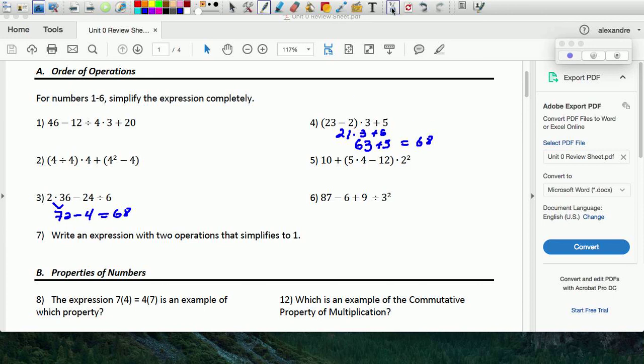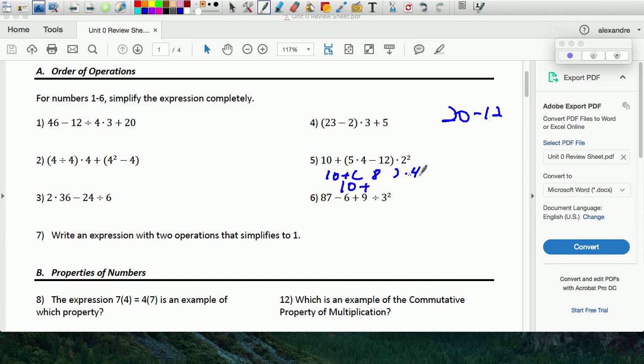Number 5. I'm going to take care of the parentheses, 10 plus, and inside the parentheses, let's see if we can do it all at once. 5 times 4 is 20. And then from 20, I'm going to subtract 12, right? 20 minus 12 is 8. Times 2 to the second power is 4. So now I've got two operations. I've got a plus here and a multiplication here. So let's do the multiplication. 10 stays, the plus sign stays, and 8 times 4 is 32, which is going to give us 42.